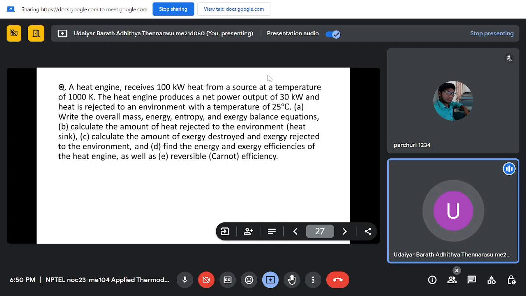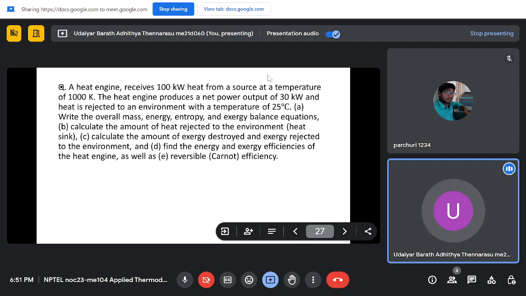So first, you have to write the overall mass, energy, and entropy and exergy balance, and then calculate the amount of heat rejected to the environment. I think that is fairly easy. You can use the first law. And C, calculate the amount of exergy destroyed and exergy rejected to the environment. D, find the energy and exergy efficiency of the heat engine.